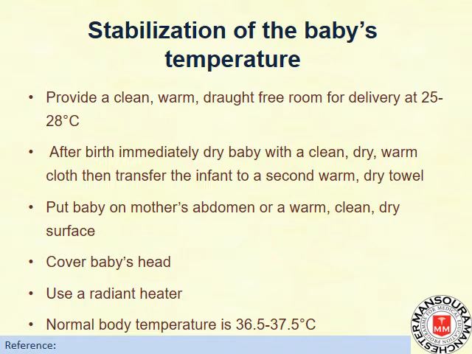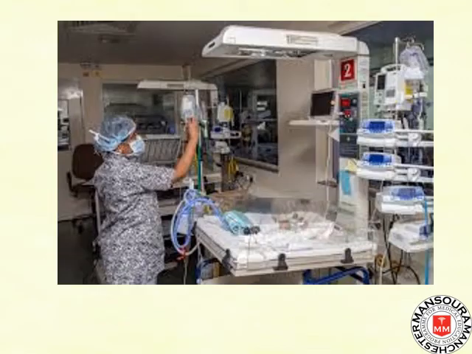You should use a radiant warmer in the delivery room so that the baby will not get hypothermic. And you should maintain and evaluate the baby's temperature in the delivery room. Afterwards, it should be between 36.5 to 37.5. And this is a picture of a radiant warmer.